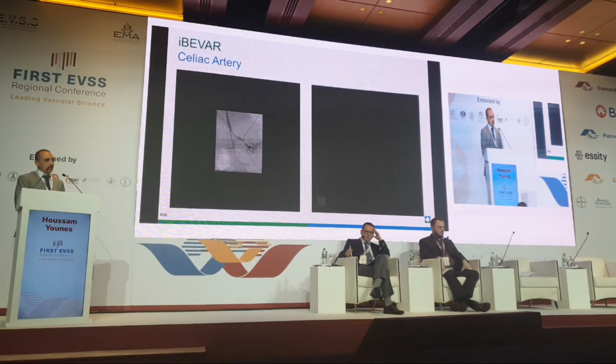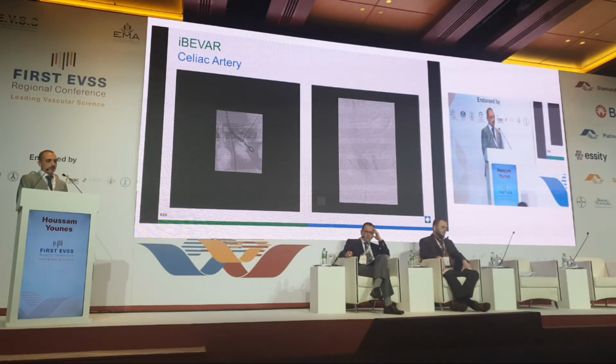Next one was the celiac artery. After selecting the splenic artery and confirmation over a Rosen wire, a balloon-expandable stent was placed. And this is the completion angiogram of the visceral segment.